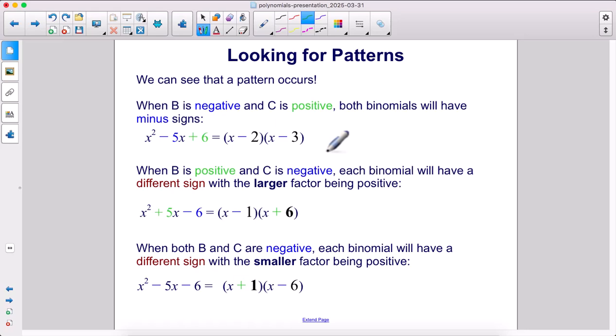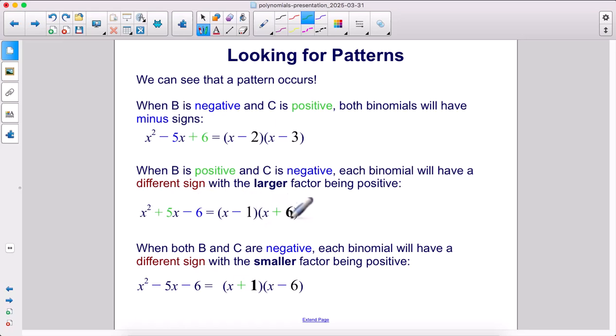We can see that a pattern occurs. When b is negative, but c is positive, both binomials will have minus signs because the numbers have to add up to a negative number but multiply together to a positive number. When b is positive and c is negative, each binomial will have a different sign, with the larger factor being positive. So here we have x squared plus 5x minus 6. One of them has to be negative because they multiply together to a negative number.